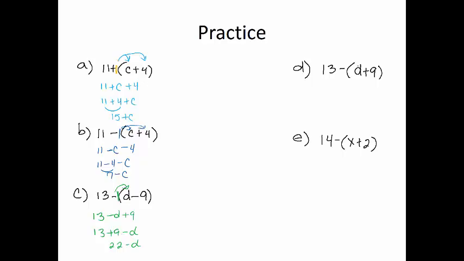Next problem, we'll put a 1 in here. So we have 13, take away d, take away 9. Let's rewrite it, putting the like terms together. 13 take away 9 is 4, so we have 4 take away d. And the last problem, put a 1 in here. So we have 14, take away x, and then negative 1 times 2 is negative 2. Rewrite that, put the like terms together. 14 take away 2 is 12, so we have 12 take away x.